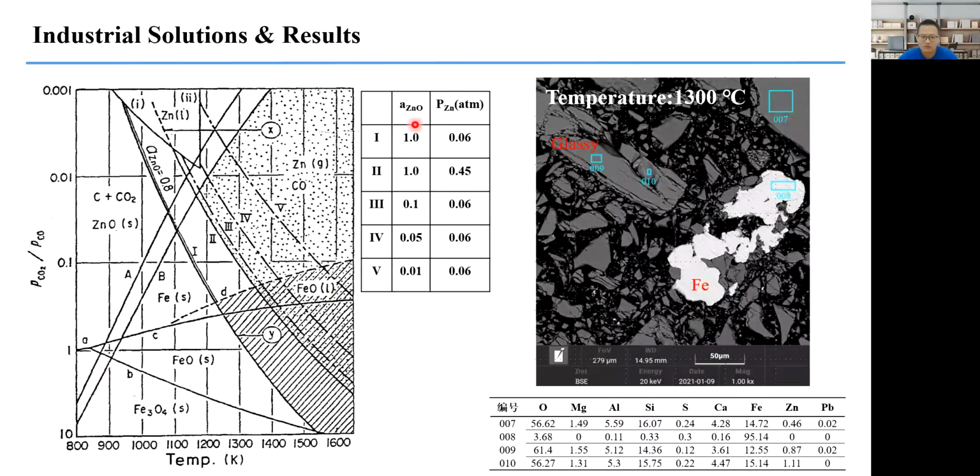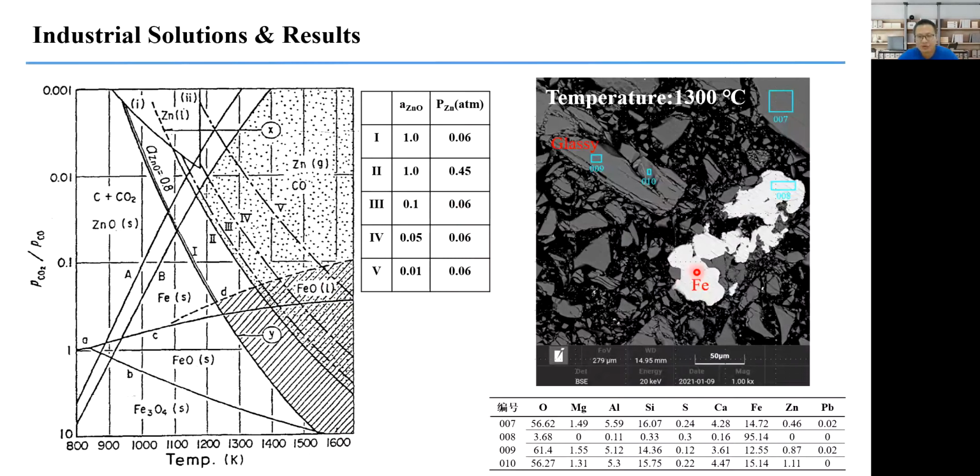So once the zinc oxide activity is smaller than 0.1, the zinc vapor pressure is not increasing anymore. Actually, this thermodynamically told us that it's going to be very difficult to get zinc-free slag. So there will be some zinc loss in the final slag.